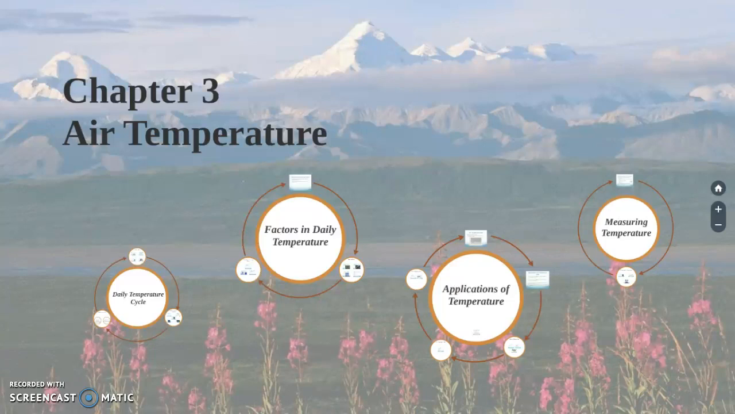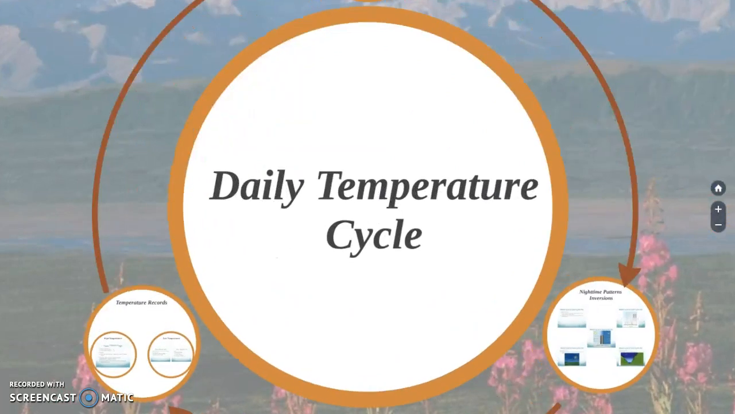We're starting a new series of videos here for Chapter 3 from the Essentials of Meteorology textbook for the course. And this chapter will deal with air temperature. We'll begin the chapter by talking about the daily temperature cycle, as well as factors that play into daily temperature patterns. We'll also look at ways we can apply temperature measurements, as well as how to actually measure temperature in the first place. So we'll start off with the daily temperature cycle.